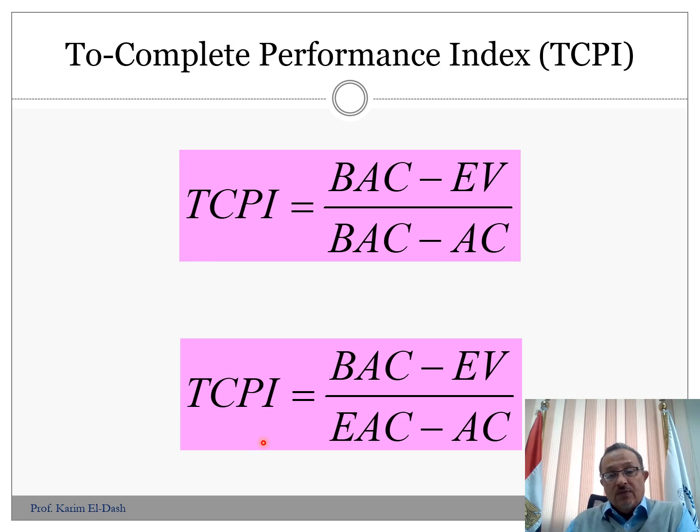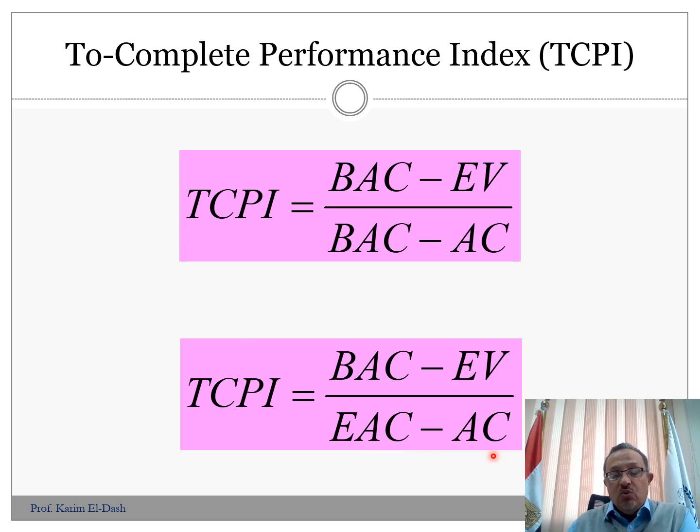The other expression for the same to complete performance index is the budget minus the earned value, which is the remaining work that we have, divided by the estimate at completion minus the actual cost. Now we have changed the budget to the new estimate at completion that we have. In this case, the estimate at completion will most probably be higher than the budget, and least probably be less than the budget.